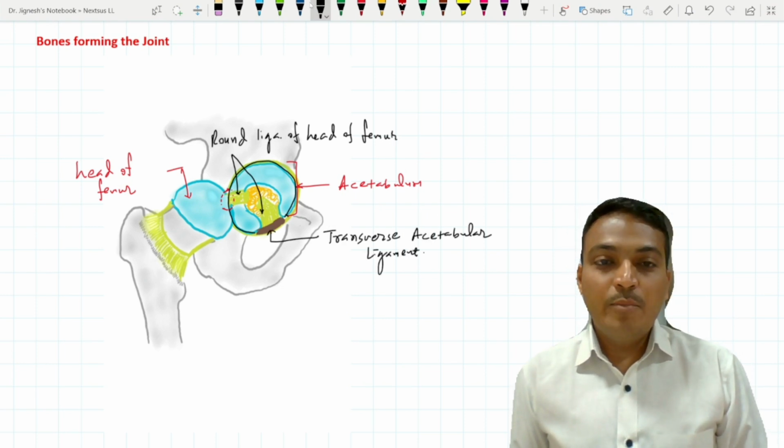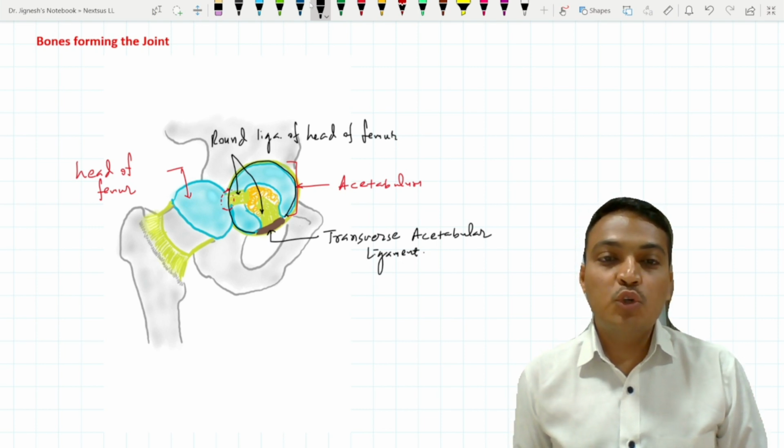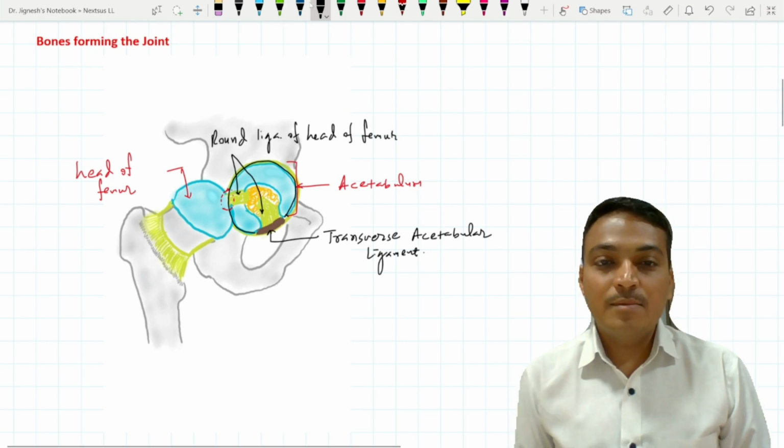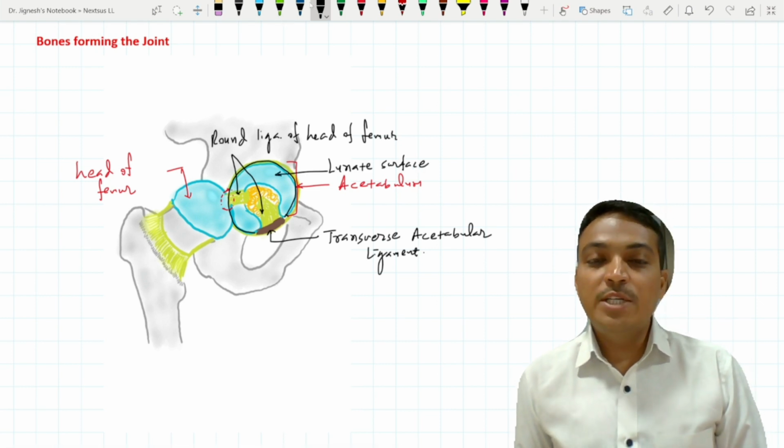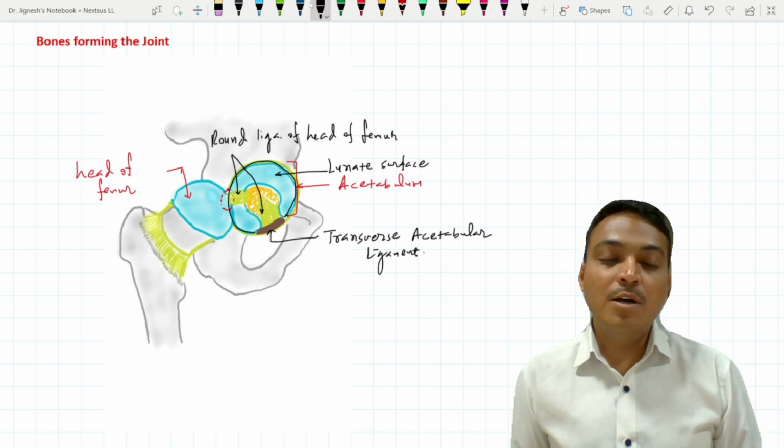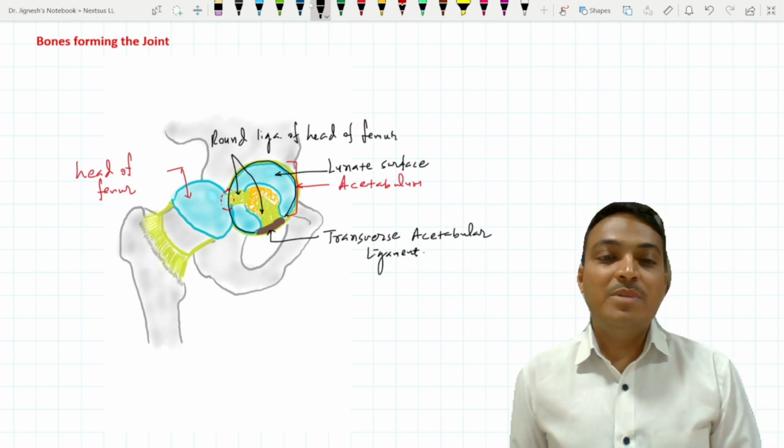Within this acetabulum, there is a horseshoe articular area, and this horseshoe-shaped articular area is called the lunate surface. This lunate surface is going to articulate with the 3/4 of the sphere of the head of the femur.